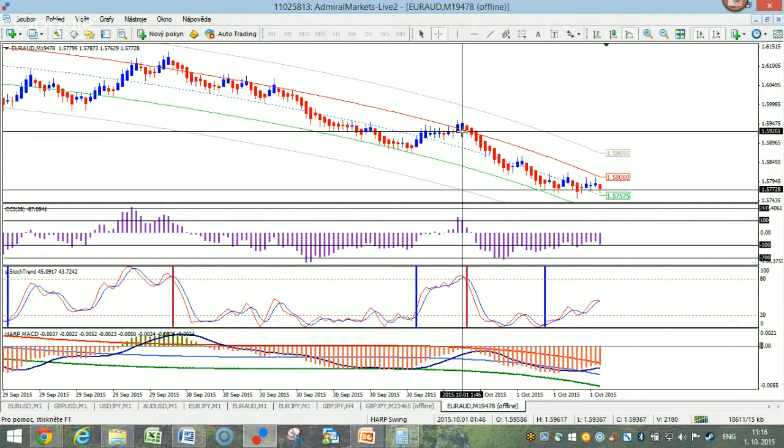So what we're looking for always is A, a trending environment, B, a pullback within the trend. So if we're in a downtrend, we're looking for a pullback to the upside. If we're in an uptrend, we're looking for a pullback to the downside. And then the first sign of a continuation.